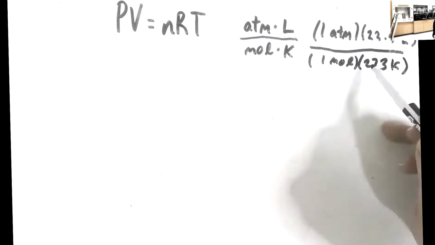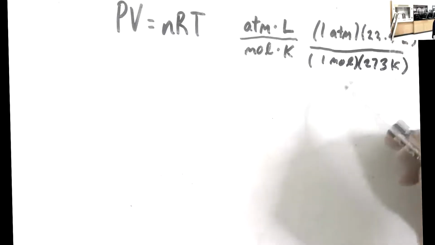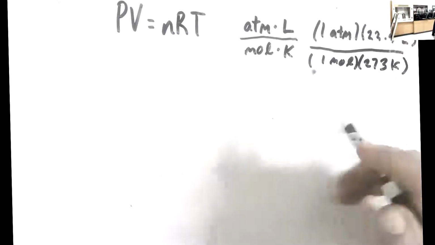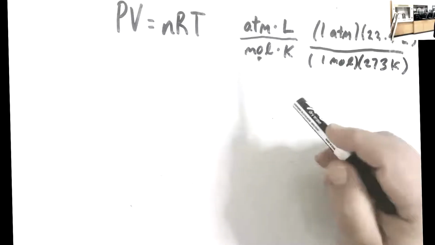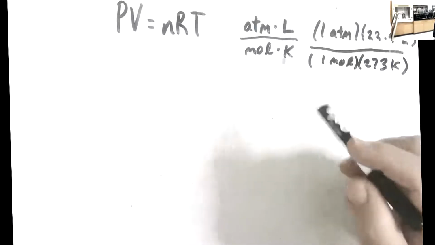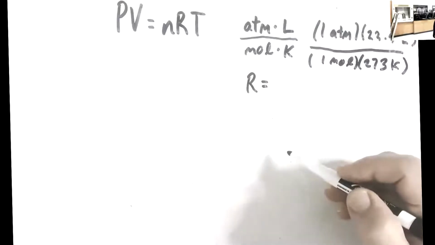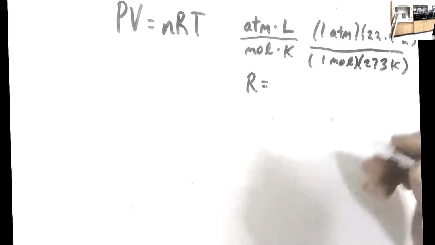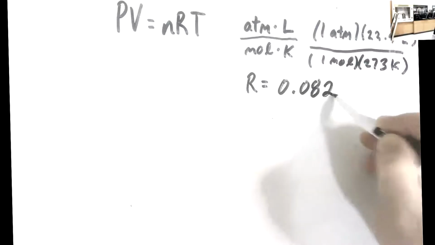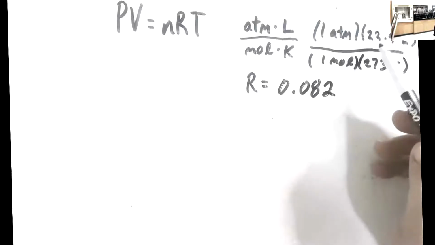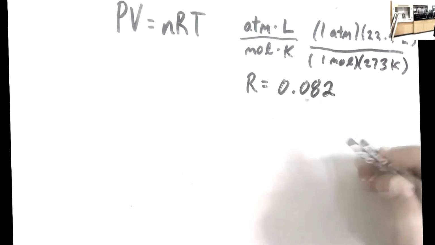Now, it is possible to use units of pressure other than atmosphere, or units of temperature other than Kelvin, or units of volume other than a liter. It is possible, but practically speaking, in our course, the easiest way to do it is to use units of atmosphere, liters, moles, Kelvin. Now, when we do that, R, the gas constant, is going to equal 0.082. That is, if we have 1 times 22.4 divided by 1 times 273, we get this number.